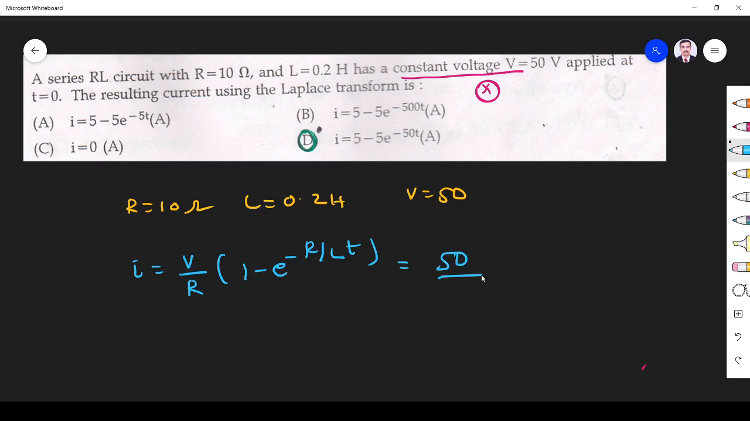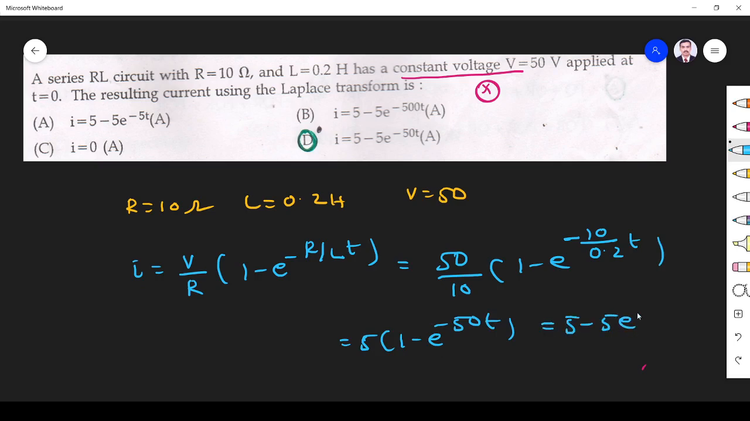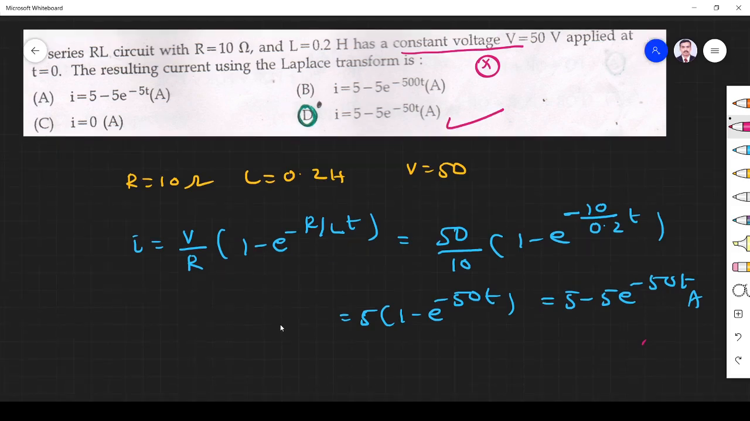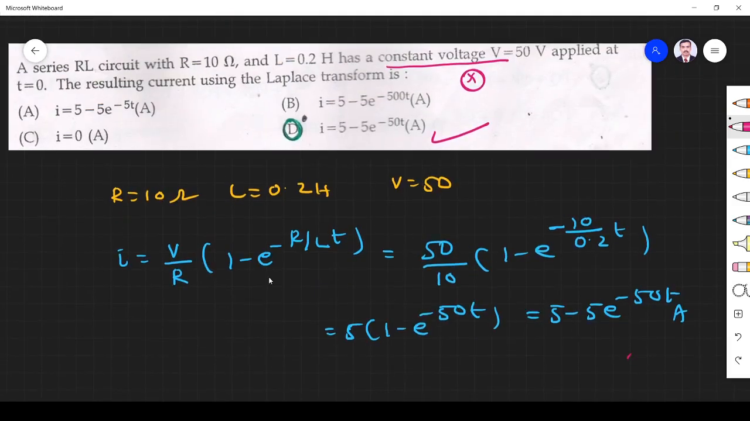V is 50, R is 10, L is 0.2. If you simplify, I is 5 into 1 minus e power minus 50t ampere, right? So this is the answer. They may say use Laplace transform; if it is a university exam, we can use it, there is no other option. Here they want the answer only, so any method we can use. So the answer is option D.